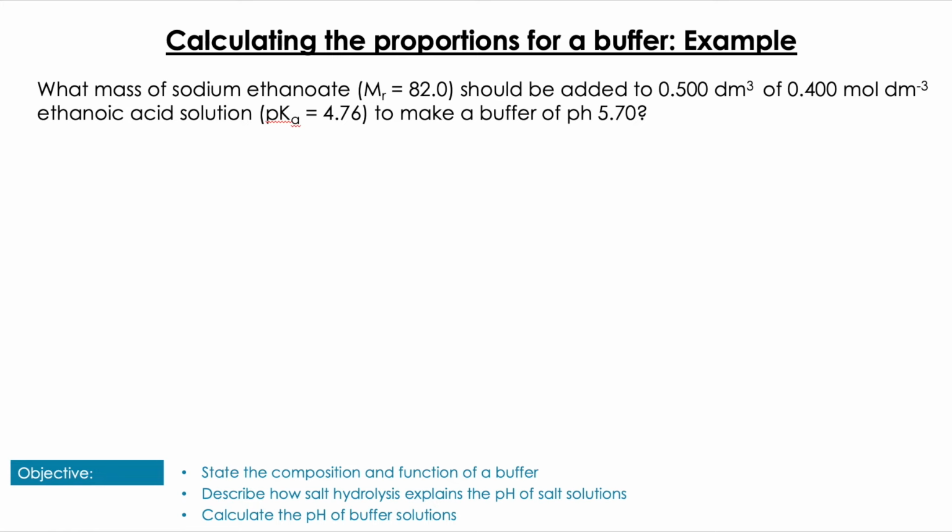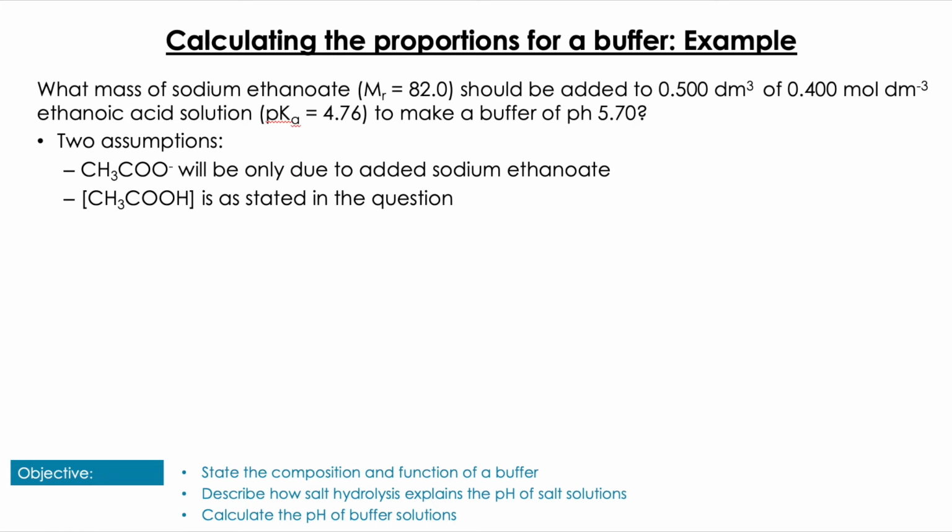We're going to make the same two assumptions that we already made, just reiterating them here: that the ethanoate concentration will be only due to the sodium ethanoate we added, and the ethanoic acid will be that stated in the question. I'll just write out the expression for Ka, so we've got that there for our calculation. Okay, let's get on with it.